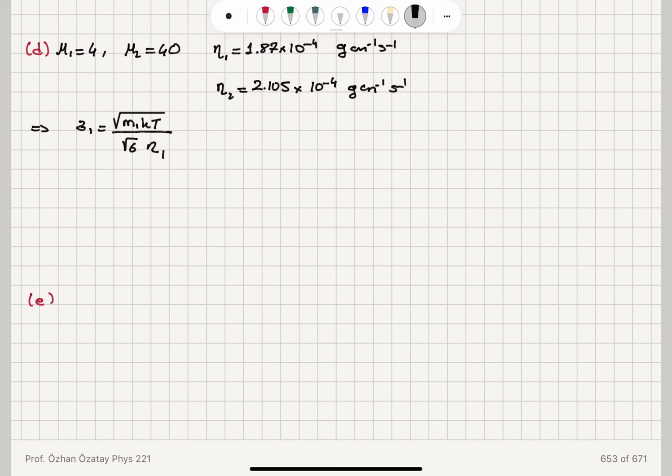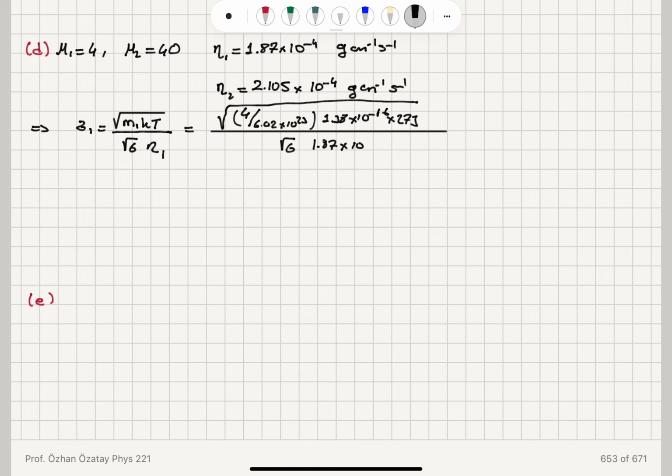So if we substitute that here, we will obtain, for the mass of one molecule, 4 divided by Avogadro's number, 6.02 times 10 to 23. We have the kT value, 1.38 times 10 to minus 16 times 273 Kelvin. Then we have the square root, and square root 6 and eta 1, 1.87 times 10 to minus 4. And this gives us, for the total scattering cross-section sigma 1, 1.13 times 10 to minus 15 centimeter square.